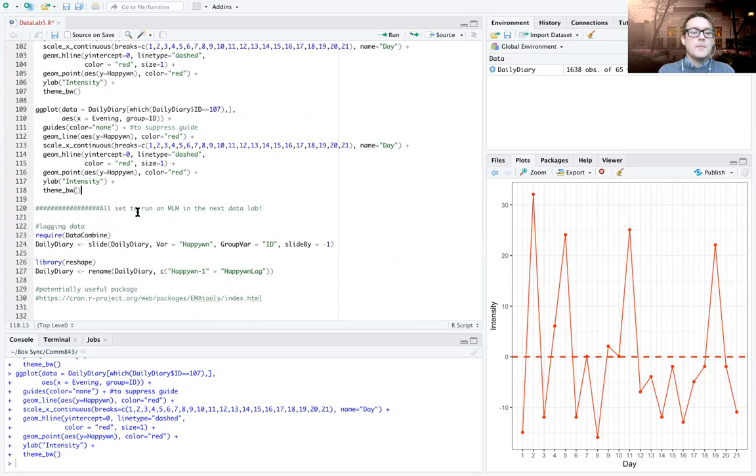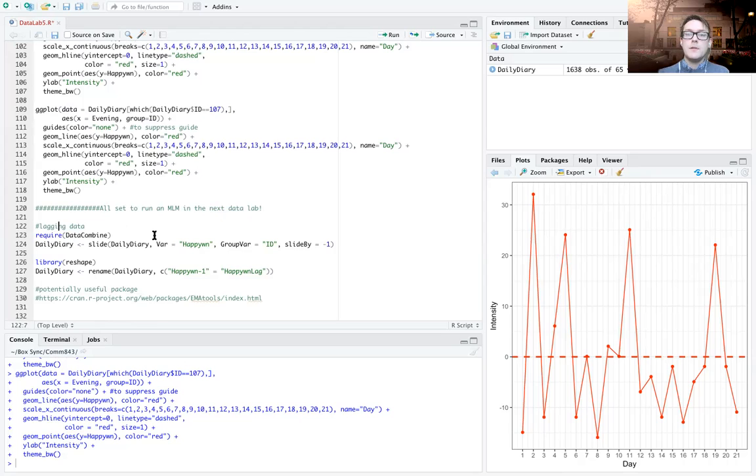Okay, so we're pretty much all set to run the multi-level model, but we're going to do that in the next data lab. But before going any further, I did want to do one additional thing, which is about lagging the data. So if we move forward with our happiness and curiosity variables right now as they are, we'll be able to answer questions that say, on days when my happiness is higher than usual, my curiosity is higher than usual. But sometimes you might want to look at lagged associations.